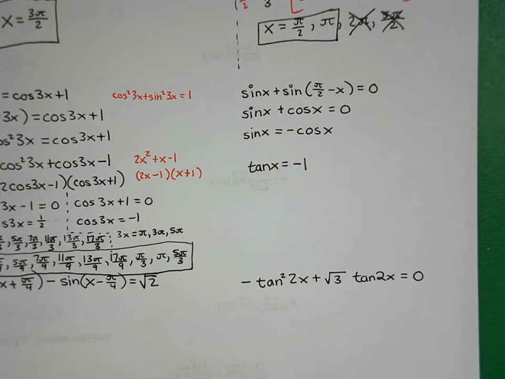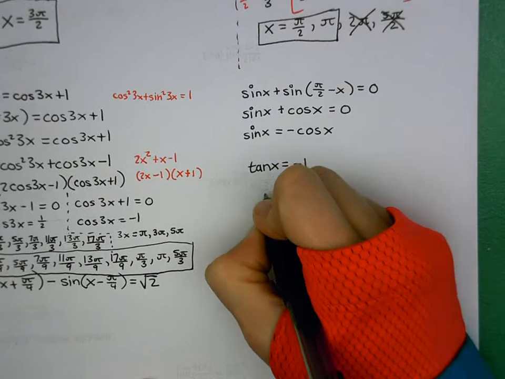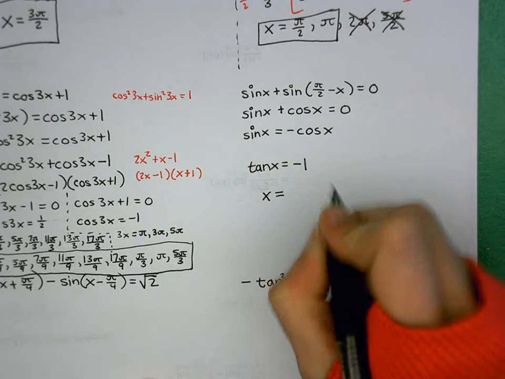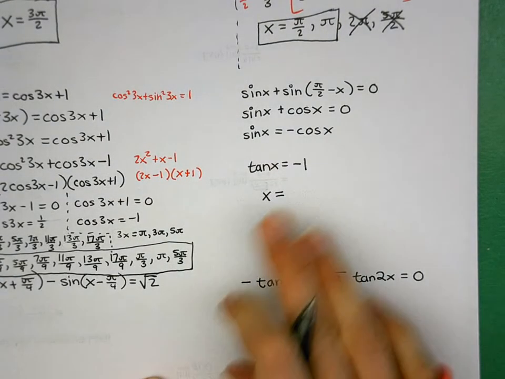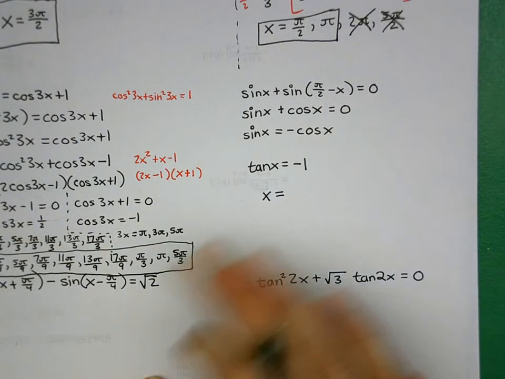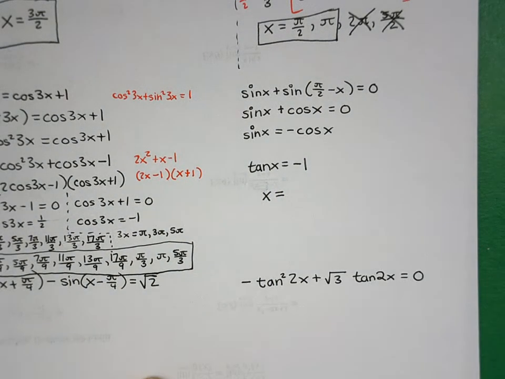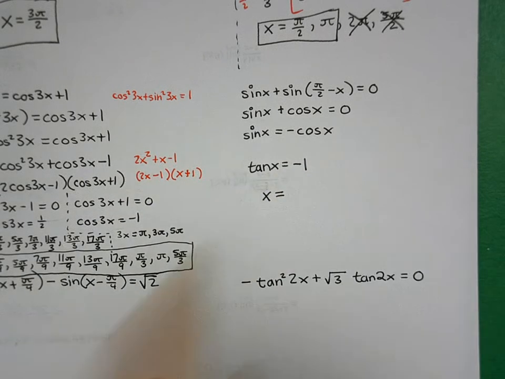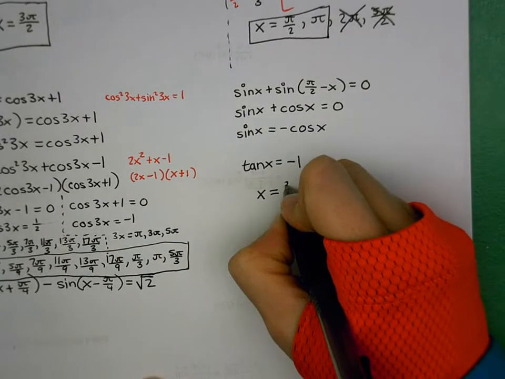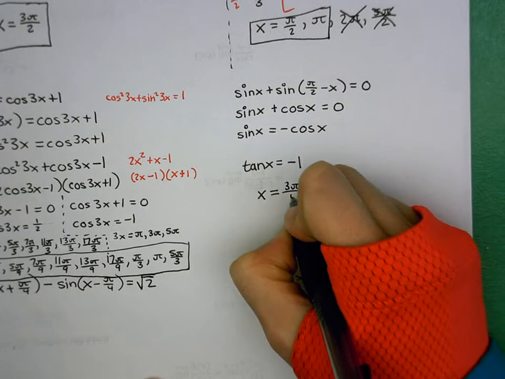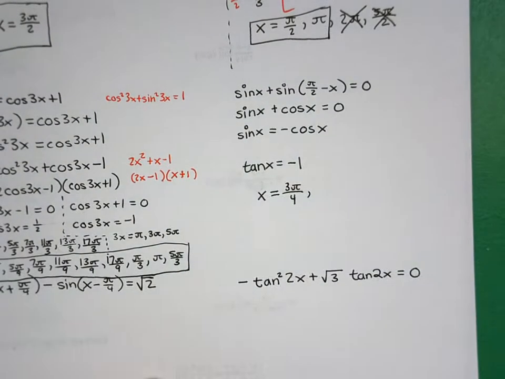Okay, and so for this case, where does tangent equal -1? Well, the reference angle for tangent of 1 is pi over 4. And I want tangent to be negative, so what quadrants is my pi over 4 in? That would be the 2nd and 4th quadrants. Well, the pi over 4 angle in the 2nd quadrant is 3 pi over 4, and in the 4th quadrant is 7 pi over 4.